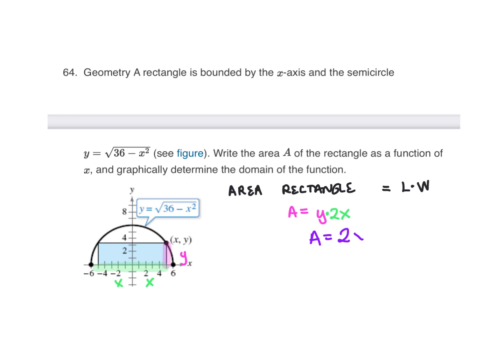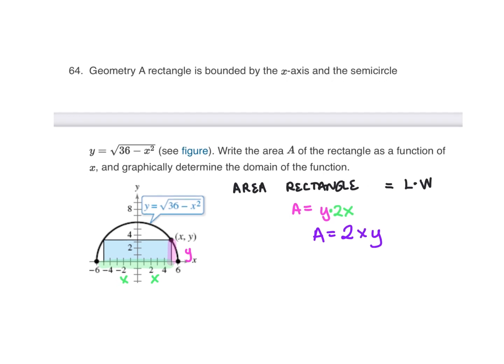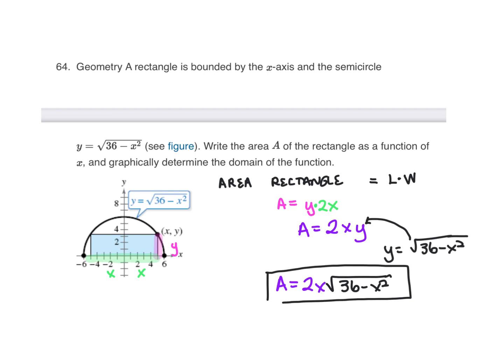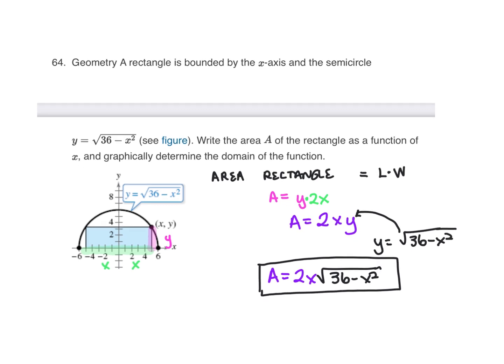So let me write that. A equals 2x times y. We don't know what x is, but y, we know that y actually equals the square root of 36 minus x squared. So what we can do is substitute that into the area equation. We have area equals 2x times the square root of 36 minus x squared. So really, that's all you have to do. That is the function that they were asking for.